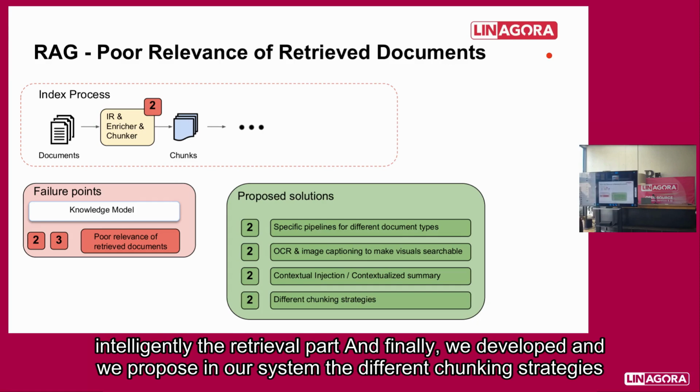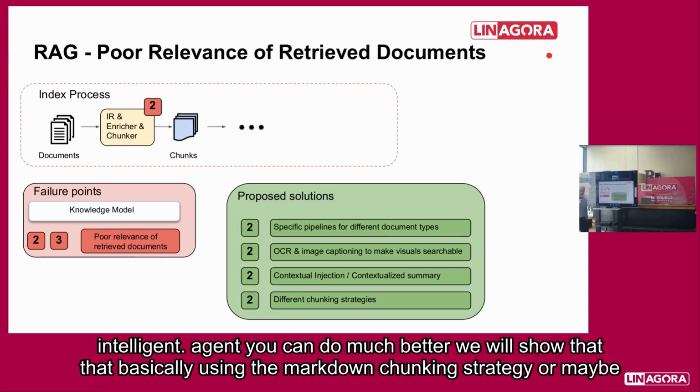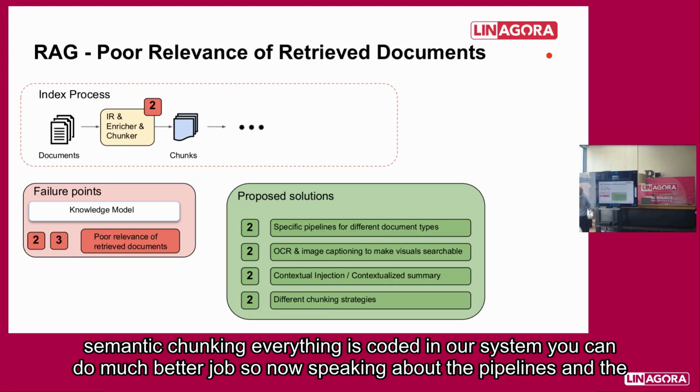And finally, we developed and propose in our system different chunking strategies, because as you all know, most people just use the static chunking strategy, and it's not quite intelligent. You can do much better. We will show that using the markdown chunking strategy or maybe semantic chunking, everything is coded in our system, you can do a much better job.